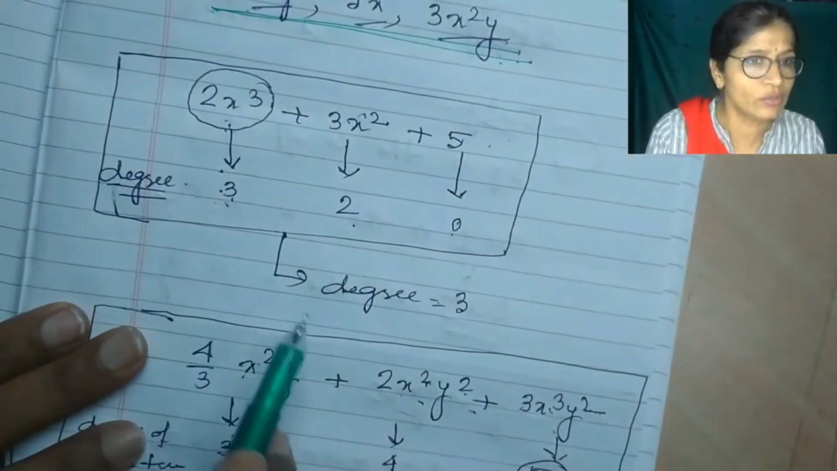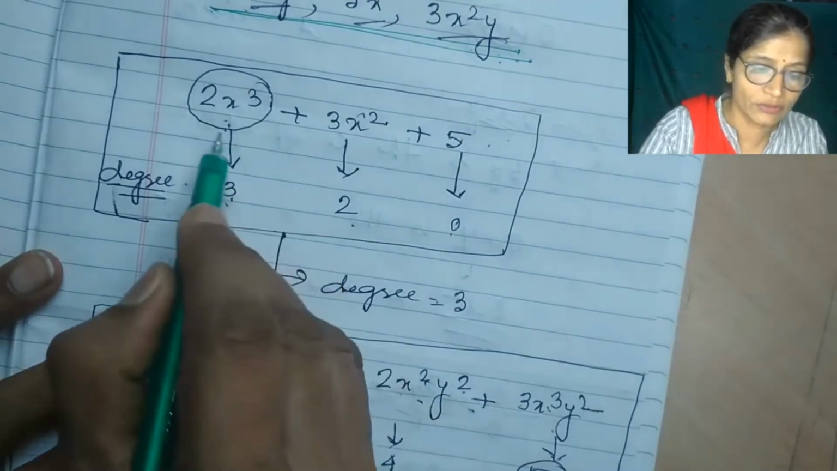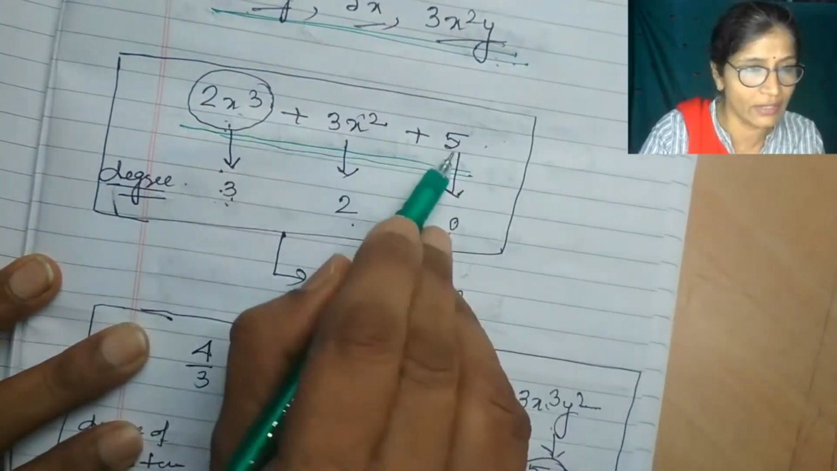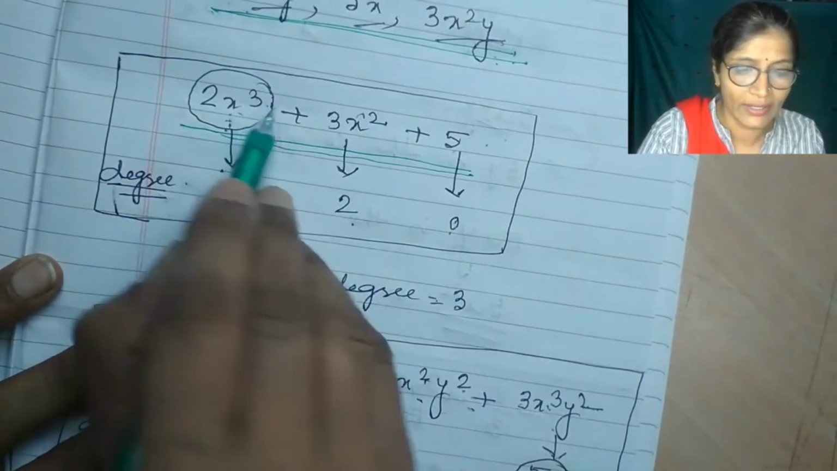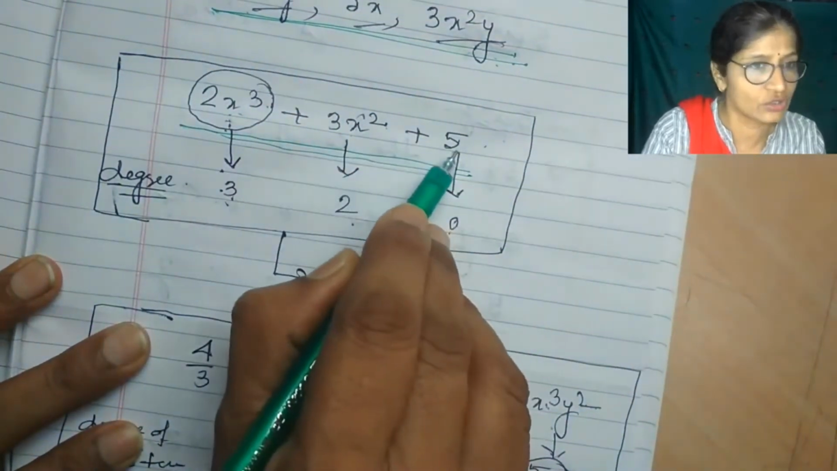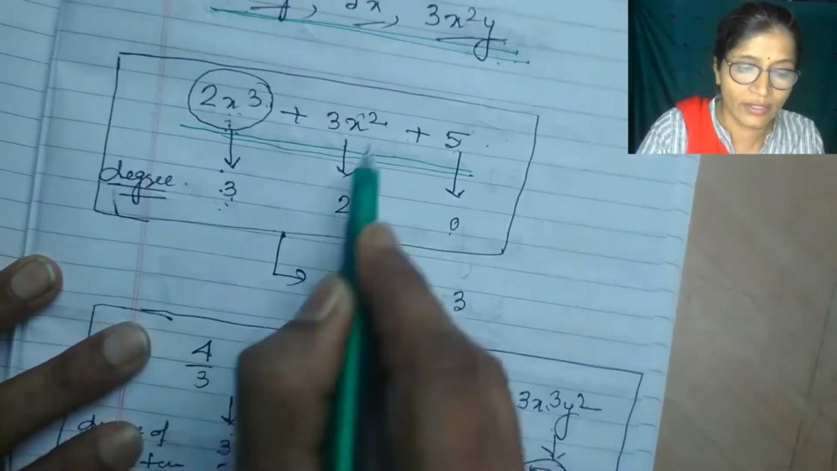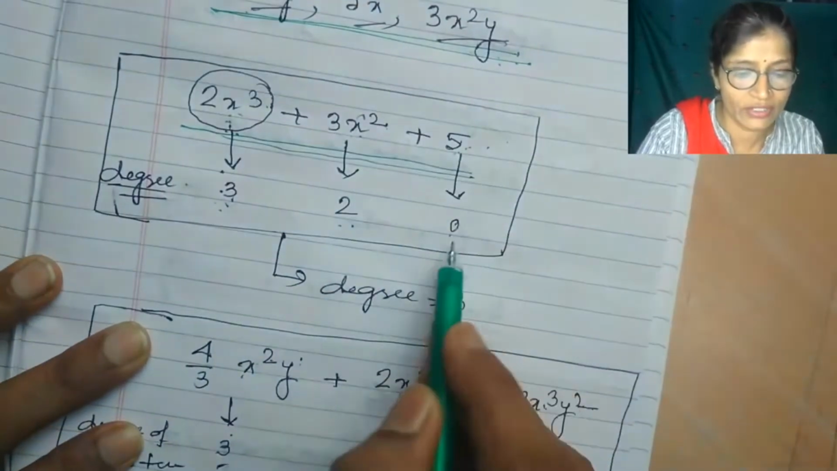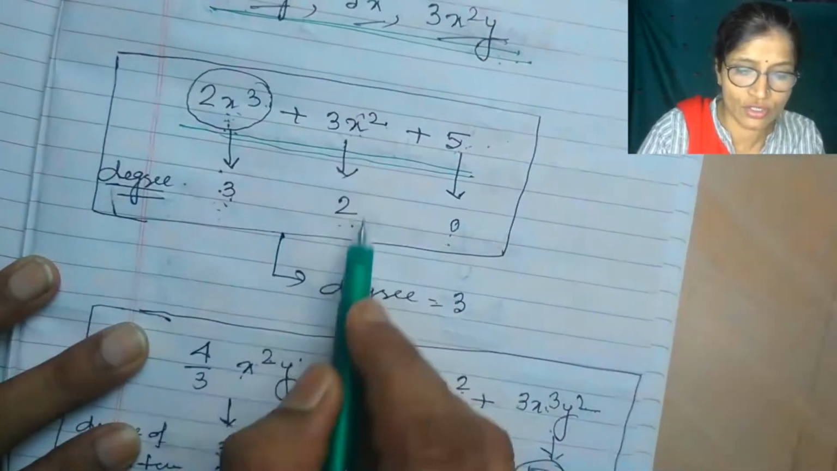I think you know about the degree of a polynomial. Degree of a polynomial means, suppose this is an expression with 3 terms. In this, x to the power 3, x to the power 2, and here x to the power 0. So the degree of this term is 3, the degree of this term is 2, and the degree of this is 0.